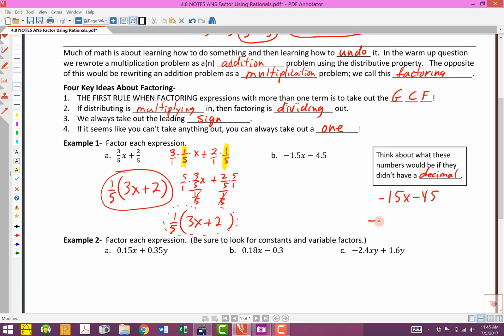Well, the first thing you notice is it starts off, the leading sign is negative, so we're going to take out a negative. And then we've got a 15 and a 45.